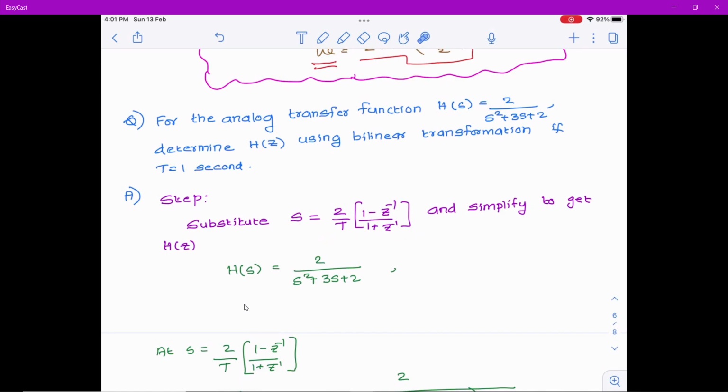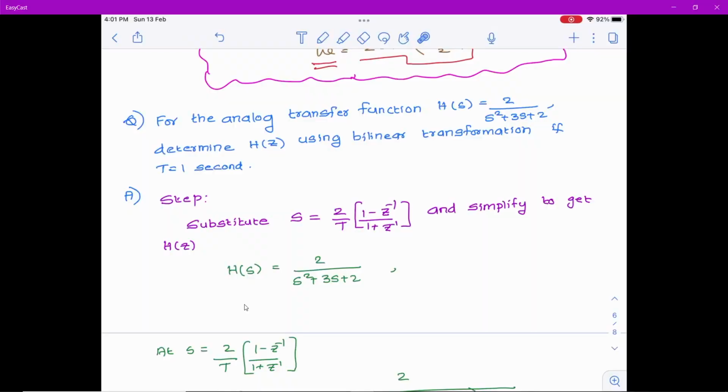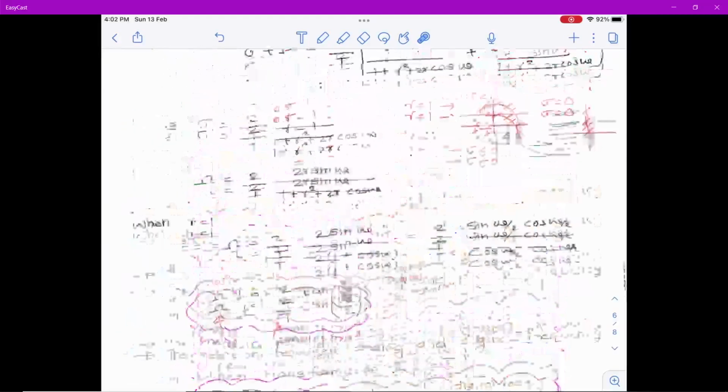Okay, that's all from bilinear transformation. Anybody have any doubts regarding bilinear transformation? Okay, so if there are no doubts, I think we'll stop it here.